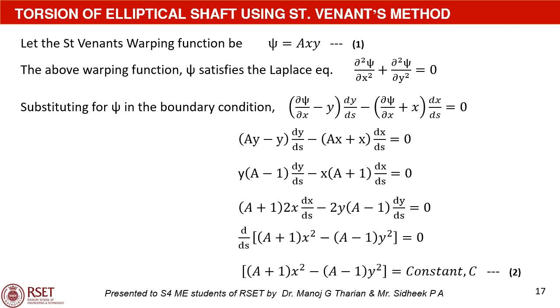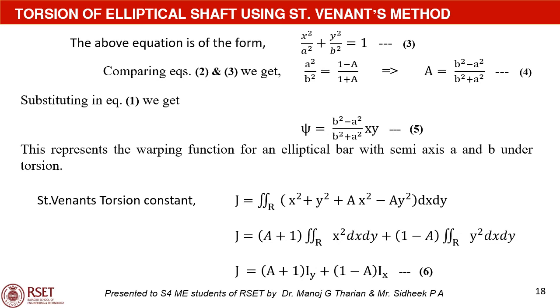That implies d by ds of [(A plus 1) x square minus (A minus 1) y square] equal to 0, because when we take the derivative of the terms within the square bracket with respect to s, we get the previous equation. Thus, we get (A plus 1) x square minus (A minus 1) y square equal to a constant C. The above equation is of the form x square by a square plus y square by b square equal to 1. This is the equation of an ellipse.